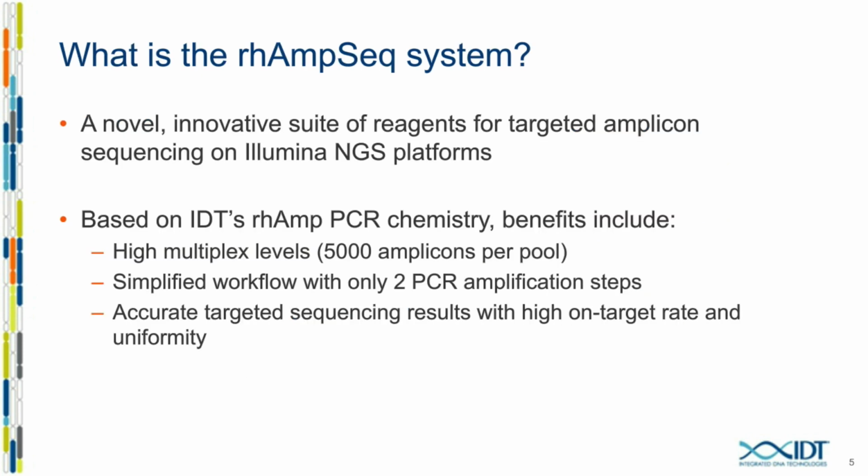So what is the rhAmpSeq system? It's a novel, innovative suite of reagents for targeted amplicon sequencing on Illumina NGS platforms. The technology is based off IDT's rhAmpPCR chemistry. The benefits of rhAmpPCR are that it allows high levels of multiplexing. It's a simplified workflow with only 2 PCR steps, and this enables accurate targeted sequencing results with high on-target rate and uniformity.